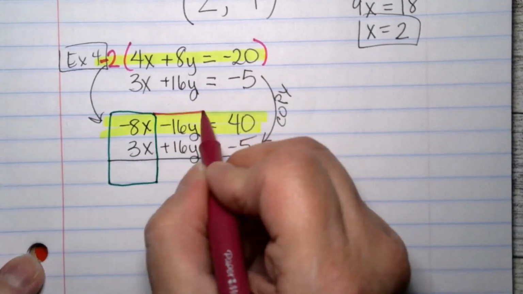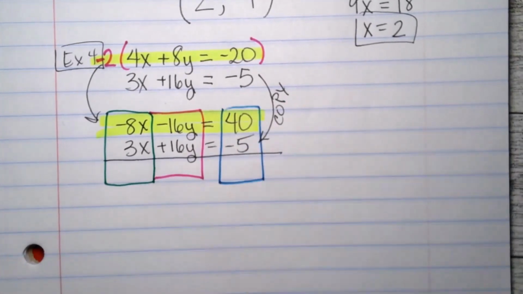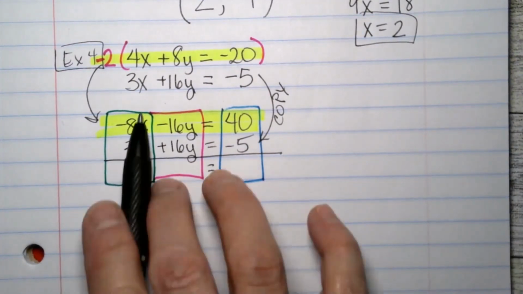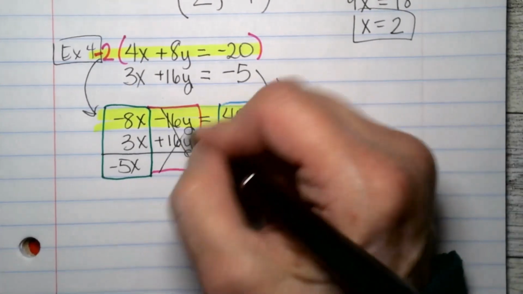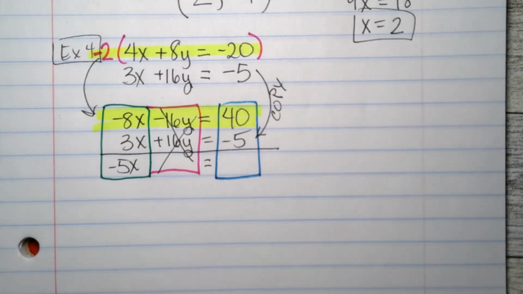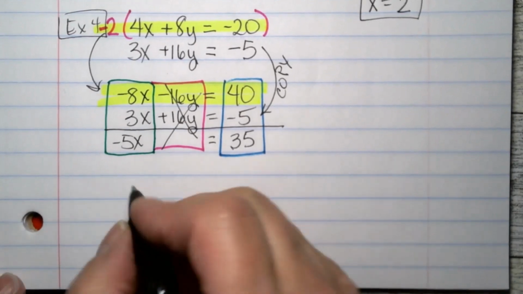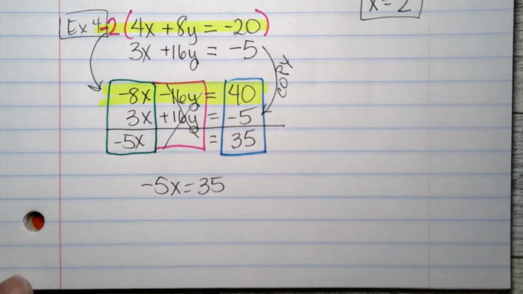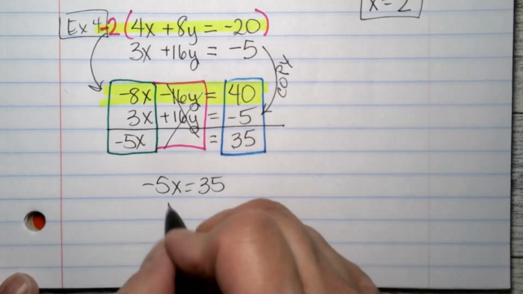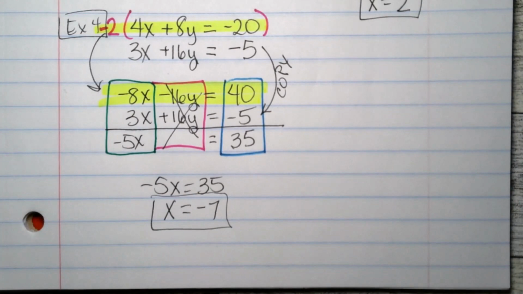You may not even need the boxes anymore. That's totally up to you. I don't know what's happening in your brain right now, but I'm still doing it the same way. I'm going to put the x's together. Negative 8x and a 3x is a negative 5x. The 16y's are going to cancel. 40 minus 5 equals positive 35. Negative 5x equals 35. I'm dividing both sides by 5 in my head. X equals negative 7.